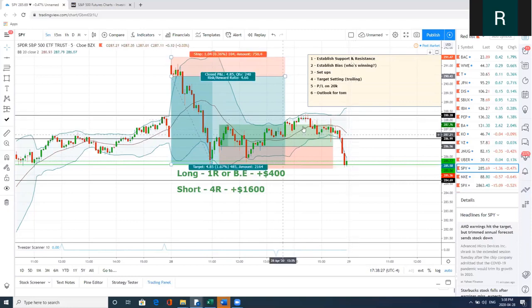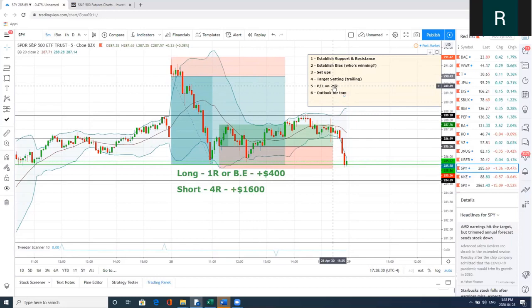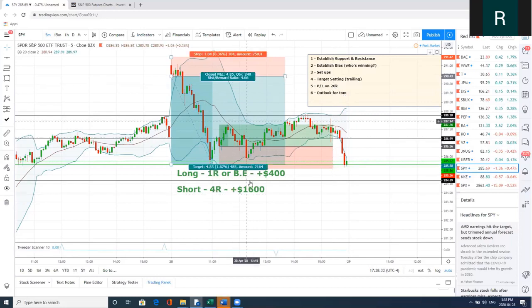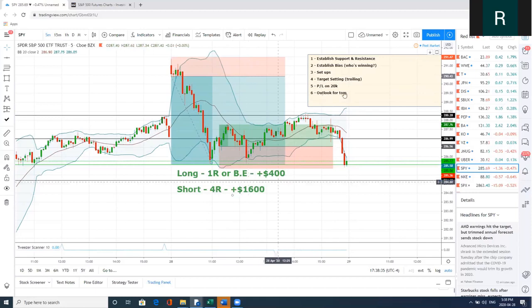So just to illustrate, the P&L on a 20K account, we're going long. You either would have got that 1R or break even. So that would have been plus 400 on a 1 to 2% risk. Short, at least 4R, I would say, plus 1600. Big day for the shorts.